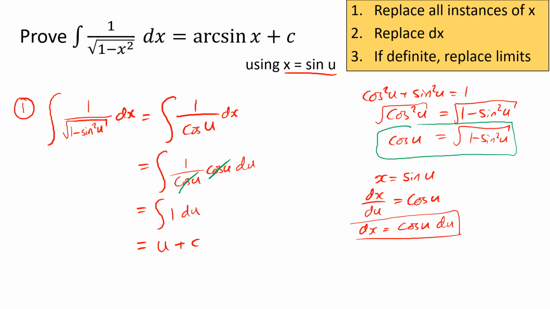And what was u? Well, x is equal to sine u. So the way to rearrange that would be to do sine minus 1 on both sides. And we end up with sine minus 1 of x is just equal to, well, sine minus 1 and sine cancel out, is equal to u. And the other word for sine minus 1 is arcsine x is equal to u. So we can substitute that in, and we can say that that is the proof that we were trying to make.